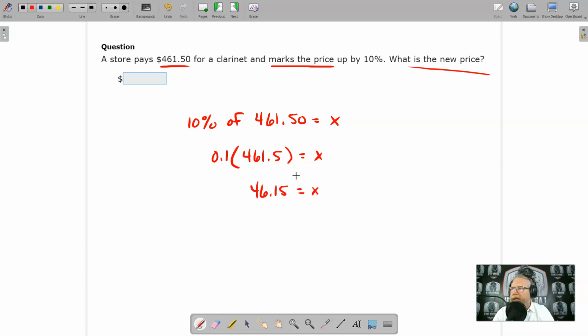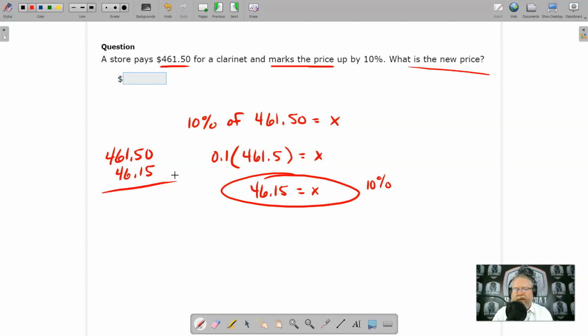Now, this right here is the 10% markup. But they want to know what's the new price. Well, the new price is that markup plus the original cost. So I need to take $461.50, the actual cost that the store paid for it, plus their markup of 10%, which is going to be 46.15.